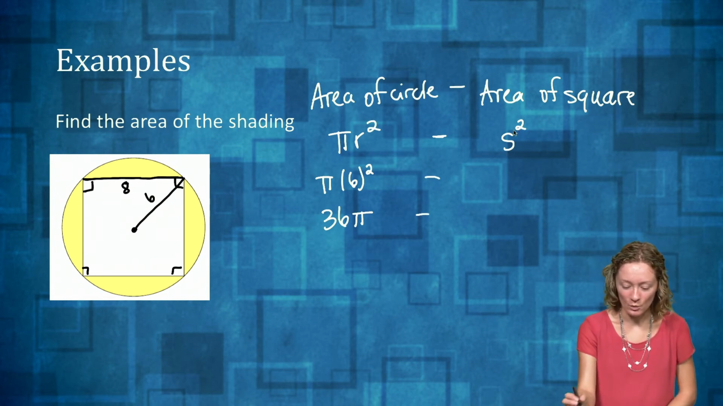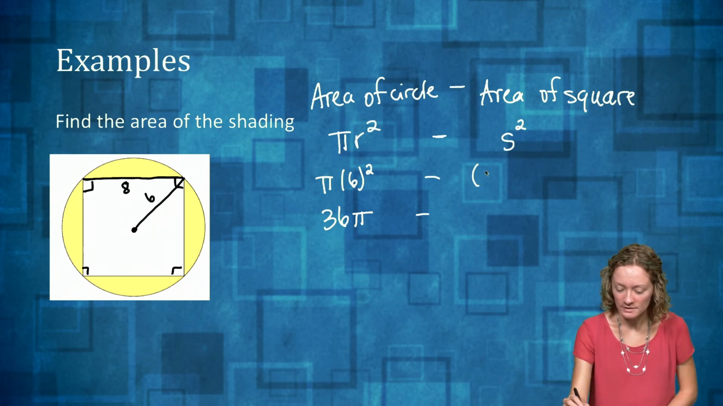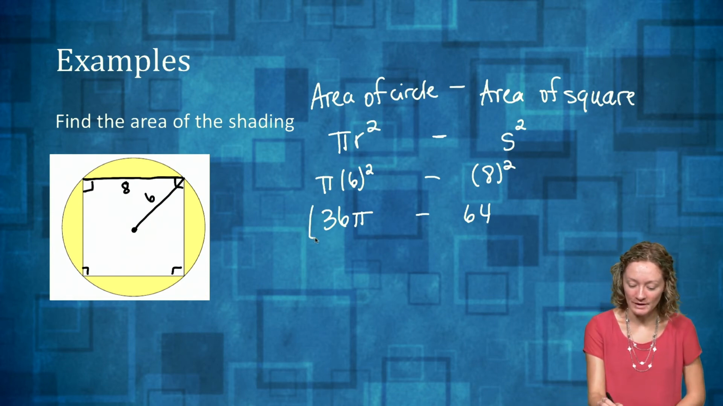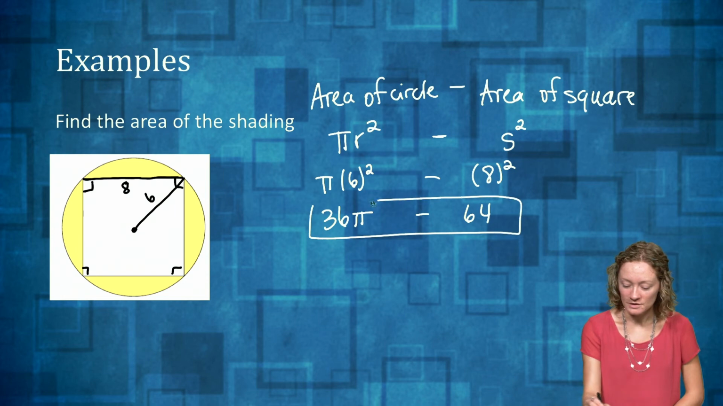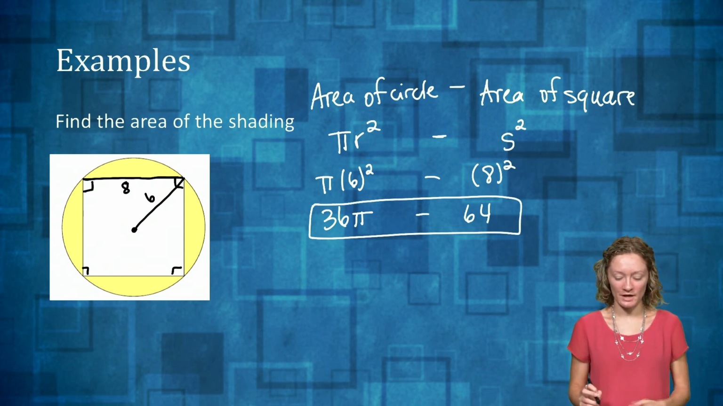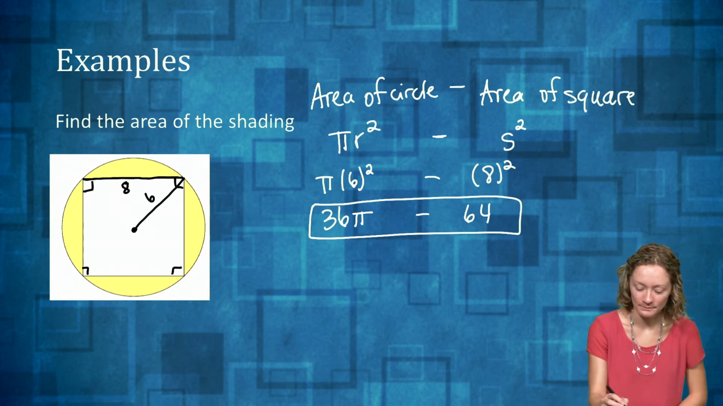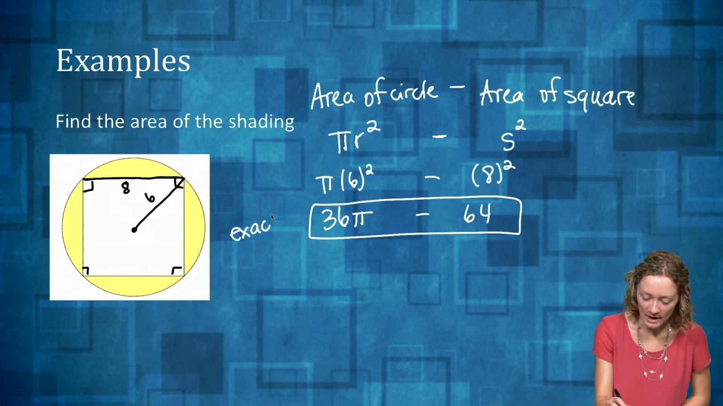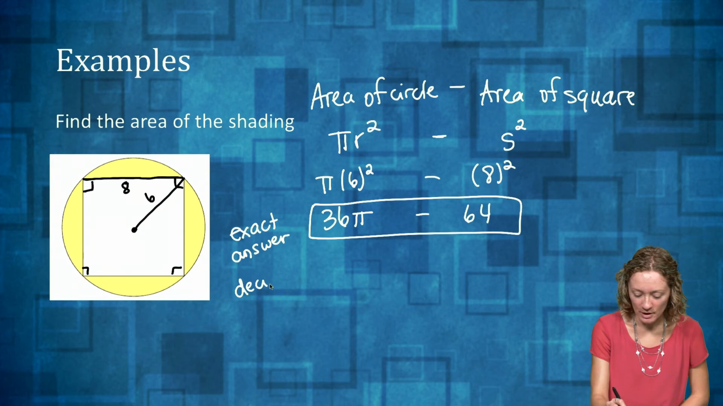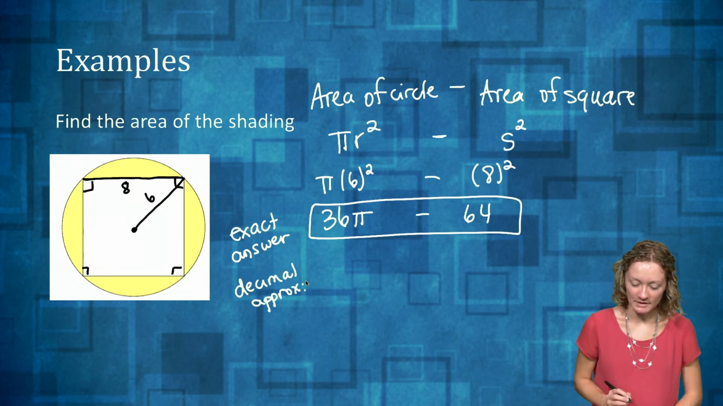And then our square, we know that this side is 8. 8 squared is 64. Now note, if an online system asked for an exact answer, this is what you would give. Because once you type pi into a calculator or type 3.14 into a calculator, you have an approximation then. So if anything asks for an exact answer, this is what you give. If we're looking for a decimal approximation, then we can type it in the calculator.